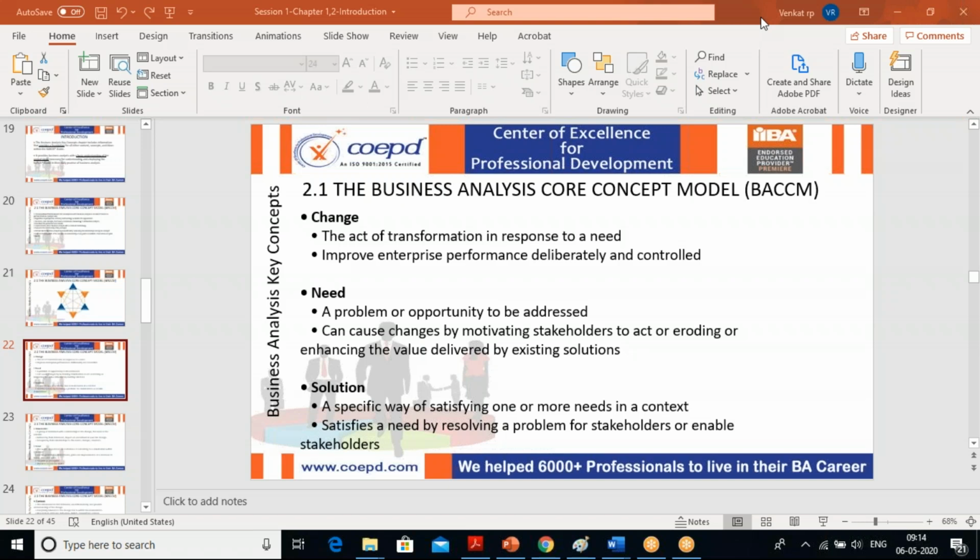And what is a solution? A specific way of satisfying one or more needs in a particular context. Context is very, very important here, and it satisfies the need by resolving a problem for stakeholders or enabling the stakeholders to do it. So a solution is a way in which we can satisfy one or more needs in a particular context. This is a solution by which we can make a change.